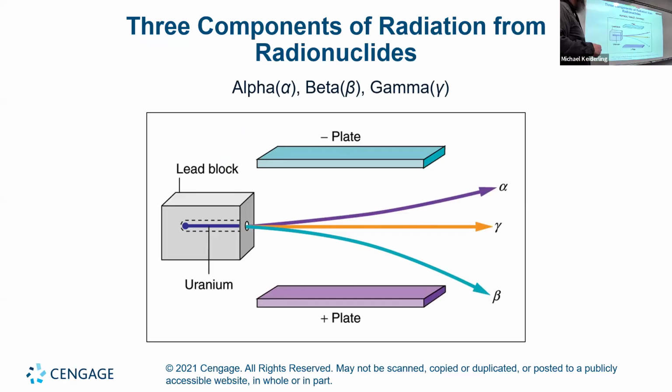And if you have some source of radiation, and put it between a couple of charged plates, alpha particles will go one way because they're positively charged. Beta particles will go the other way because they're negatively charged. And gamma rays will go straight because they have no charge. Same thing if you put them in a magnetic field.